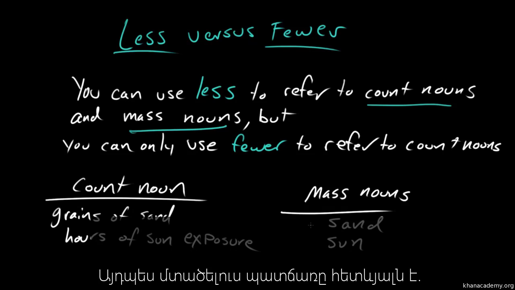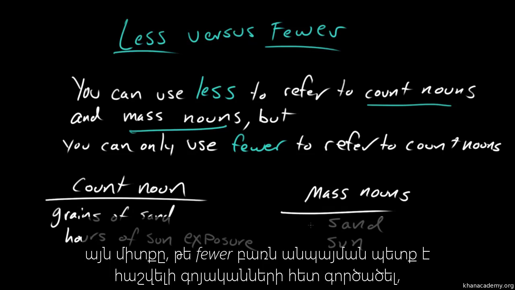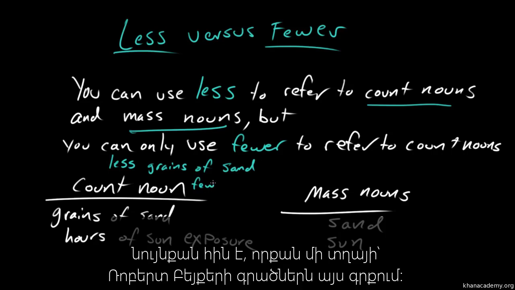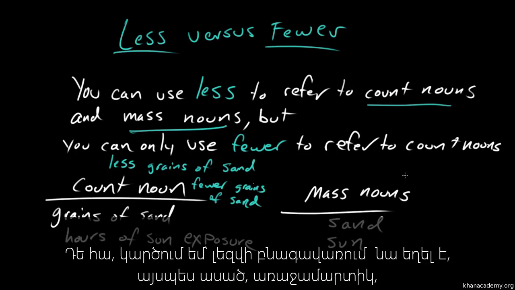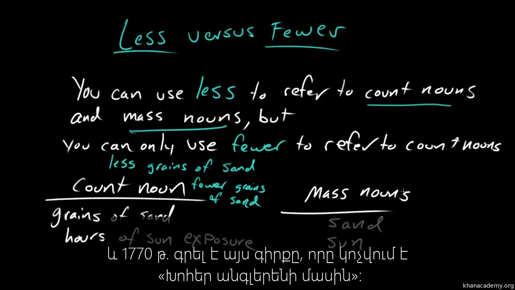And the reason that I feel this way is that this idea that fewer always has to go with a count noun is really just, as far as I can figure, a thing that some guy named Robert Baker wrote in a book. What do you mean, some guy? Some dude invented it? He wasn't some guy. I guess at the time he was sort of a front runner in terms of talking about language, and he wrote this book called Reflections on the English Language in 1770.